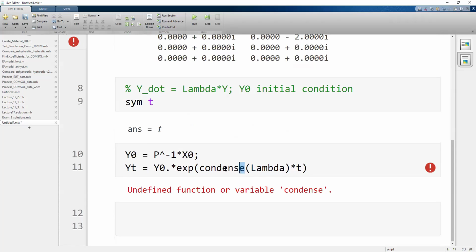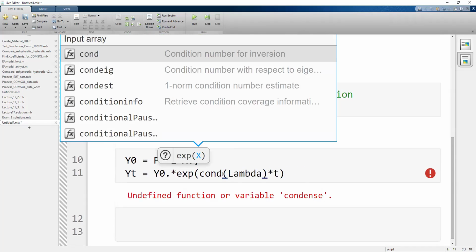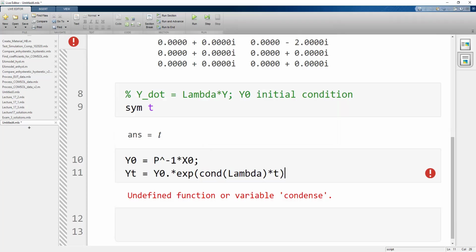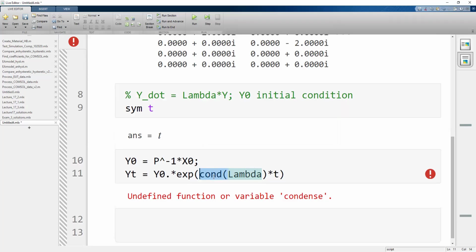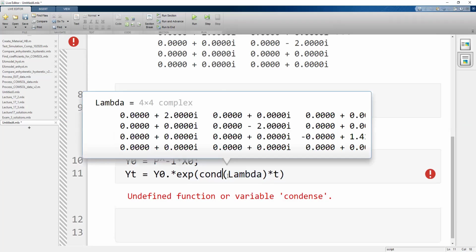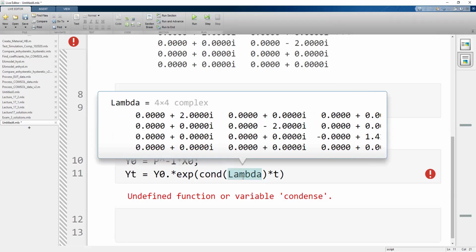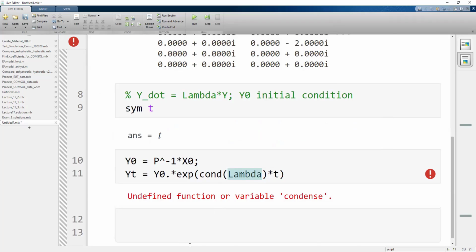Oops, cannot use condense. So what we need to do is convert this lambda into a column vector. I just forgot what the command for that is. Anyway, I can show you these after class. I just forgot the command, and I think the time is running out.